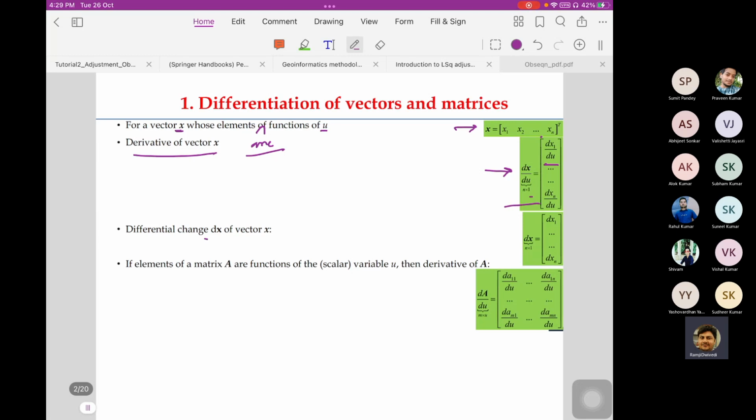Similarly, the differential change of vector dx would be written as dx1, dx2, dx3, dxn. If you have elements of matrix A which are functions of the scalar variable u, then the derivative is again the same as this, but in a square matrix fashion. It's very basic, nothing critical.